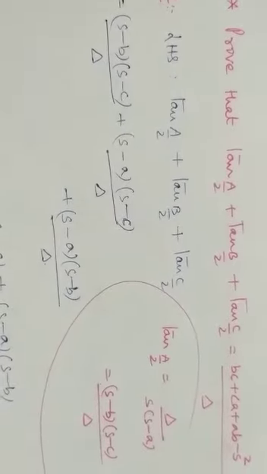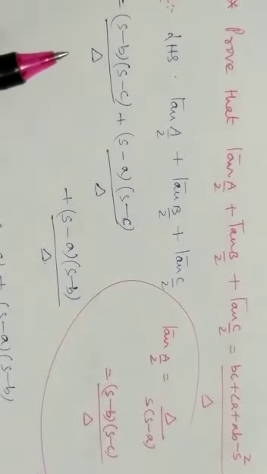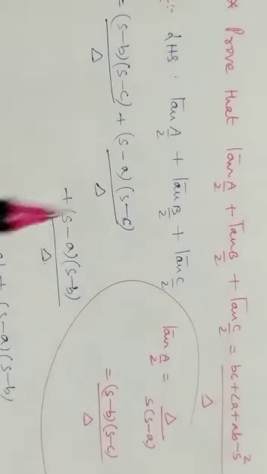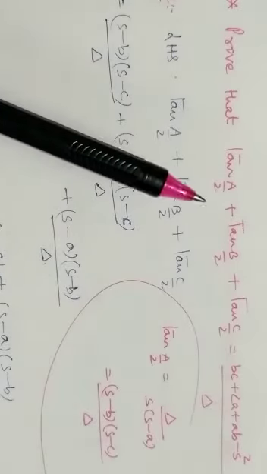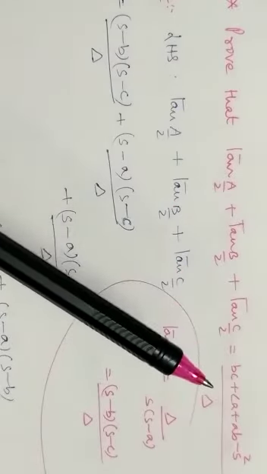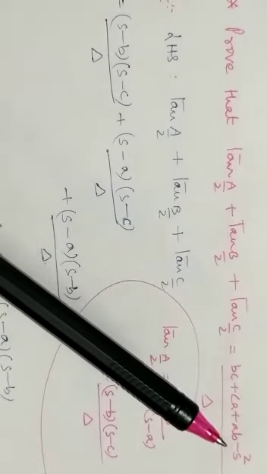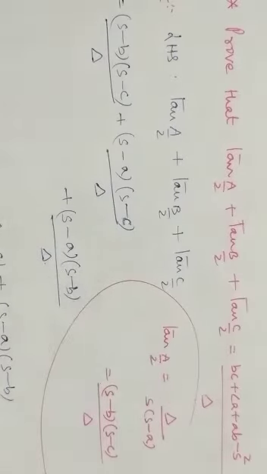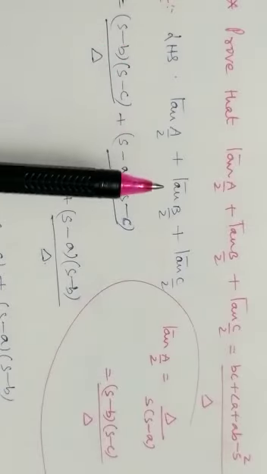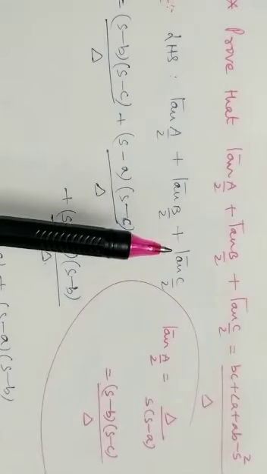In this fine morning we try to do this problem in the properties of triangles chapter. Prove that tan A/2 plus tan B/2 plus tan C/2 equals (bc plus ca plus ab minus s square) divided by delta. So take the LHS: tan A/2 plus tan B/2 plus tan C/2.